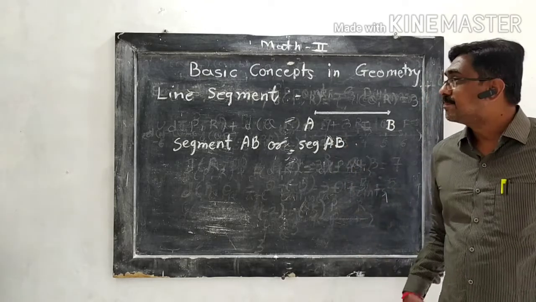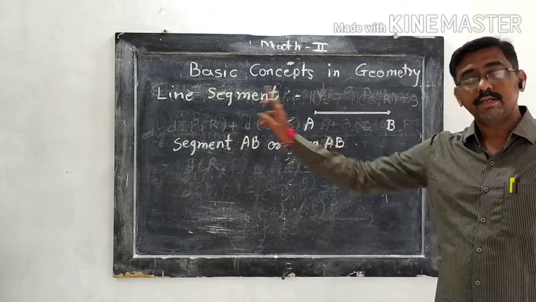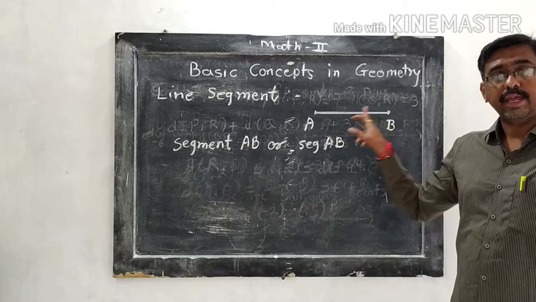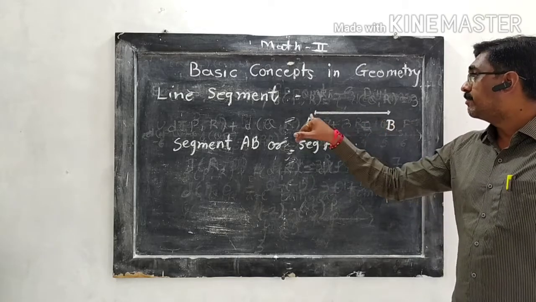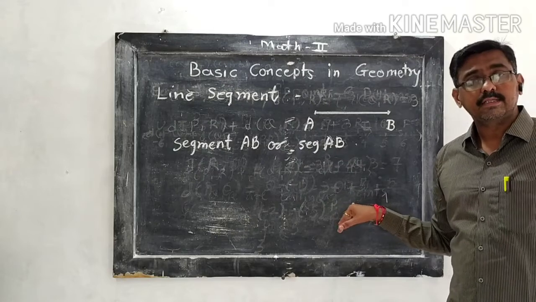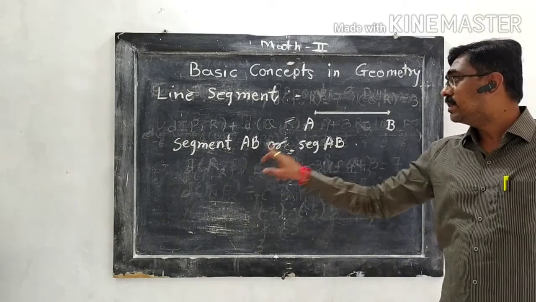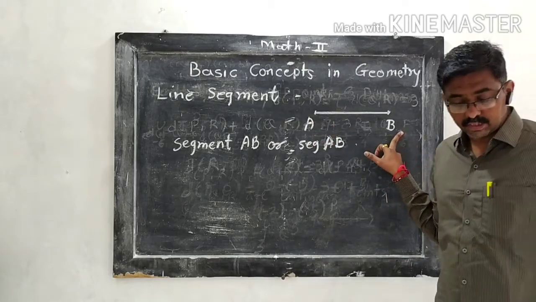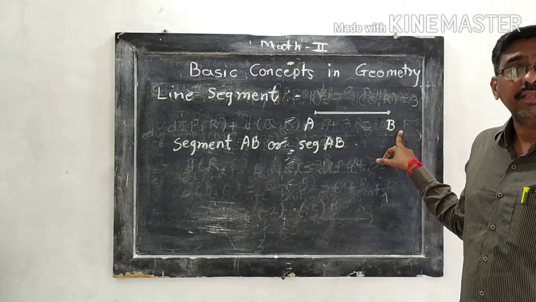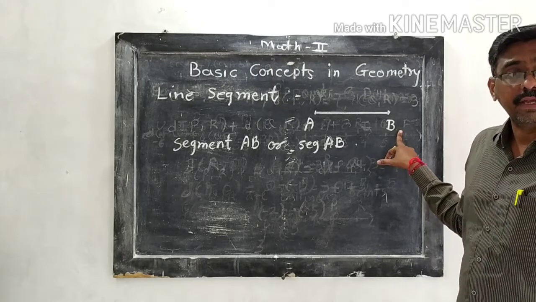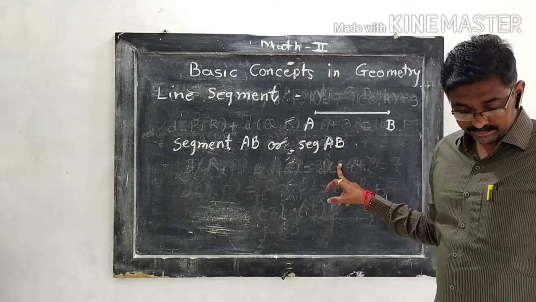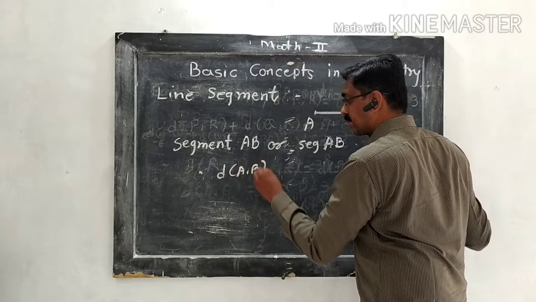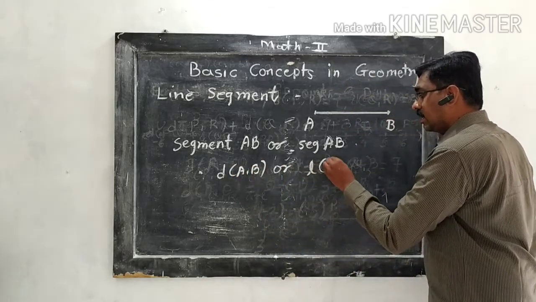Again, listen carefully. We have to discuss the line segment. The union of point A and point B and all the points between A and B is called the line segment. It is denoted by segment AB or seg AB. The distance between the points of segment AB is the length of the segment AB. So it is written as distance AB or length AB.